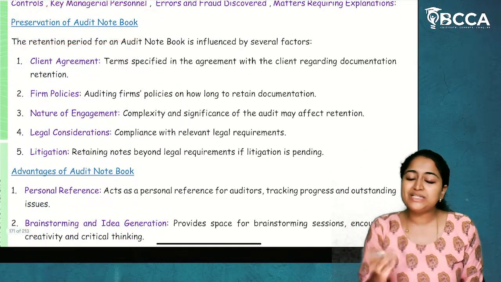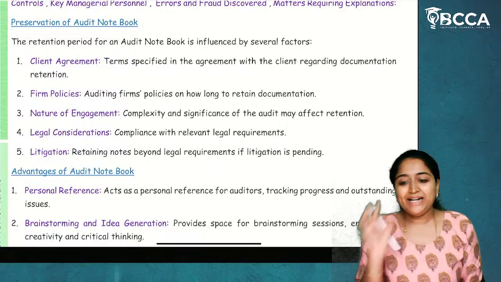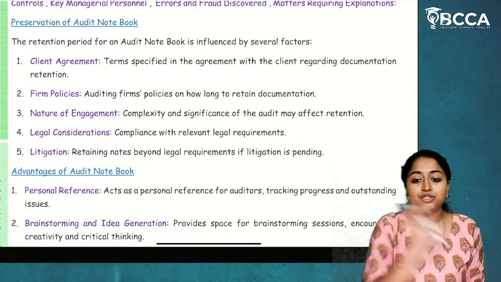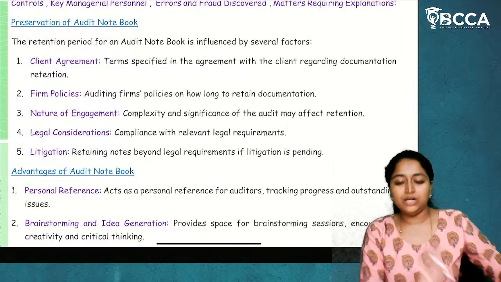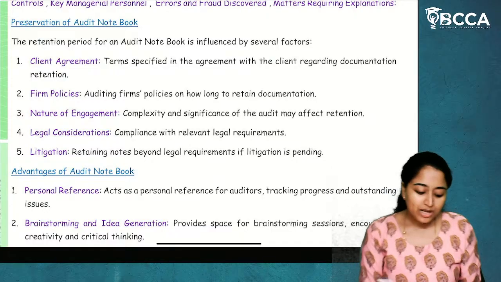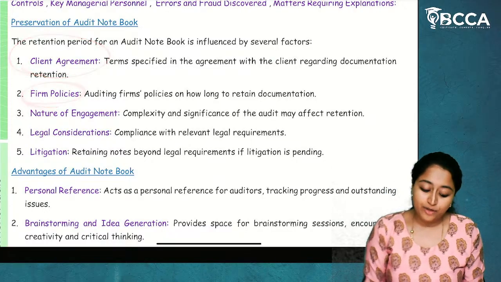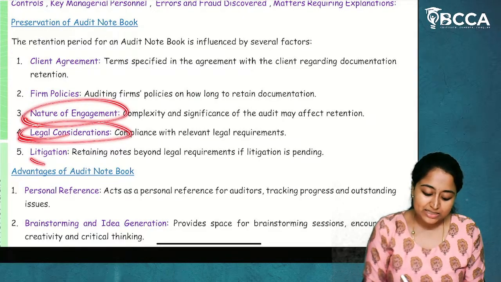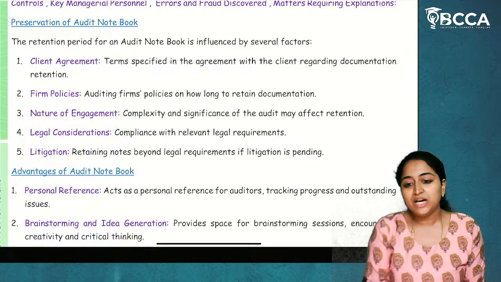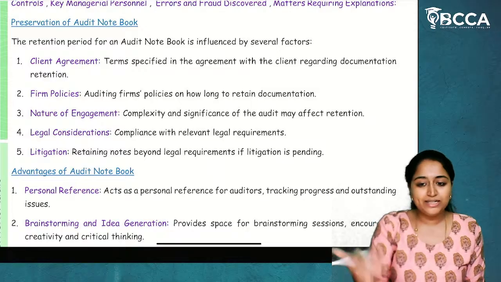Preservation of audit notebooks is similar to that of audit working papers. It is not mandatory, and at the same time it is not needed, nor negligent either. It is based on client agreement, firm policy, nature of engagement, legal considerations and litigation. If it is needed, you will preserve it. If it is not needed, you will not preserve it.